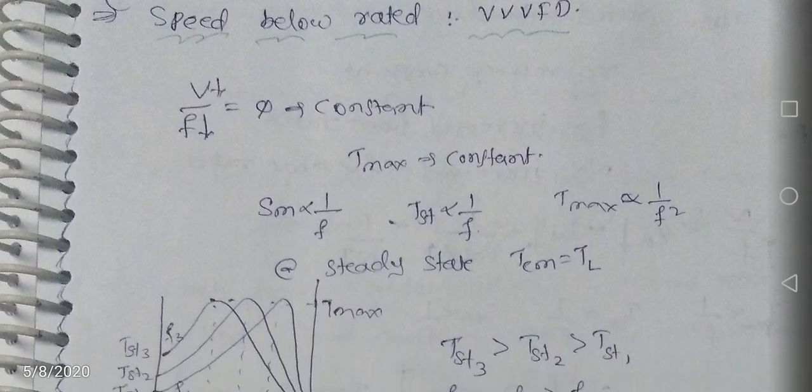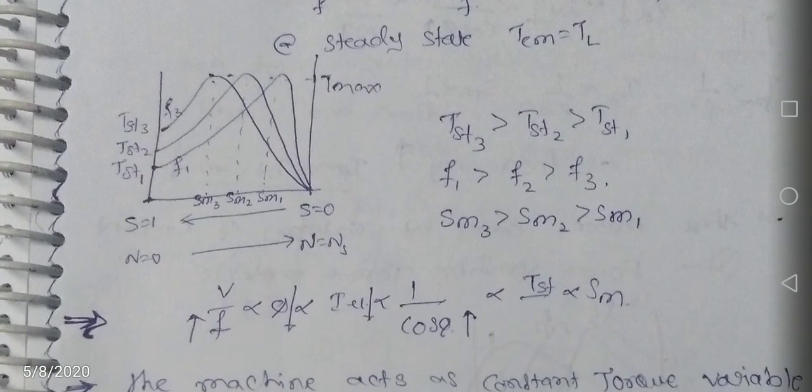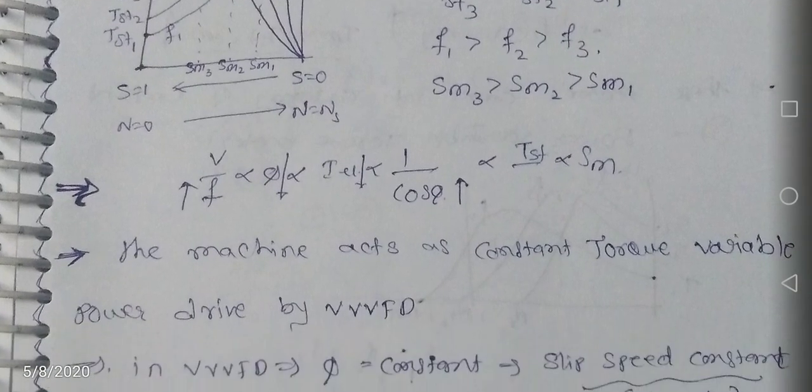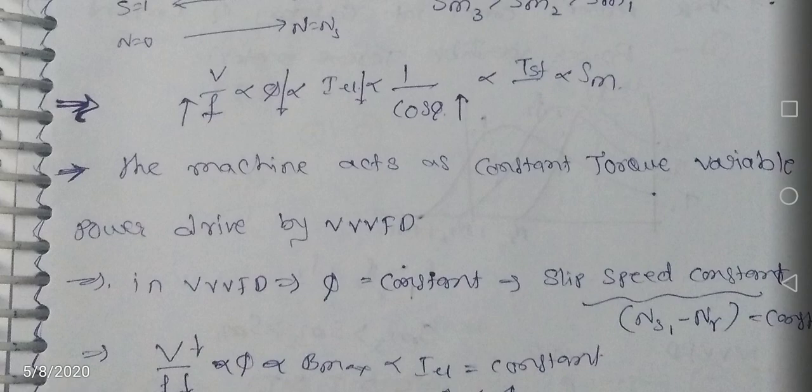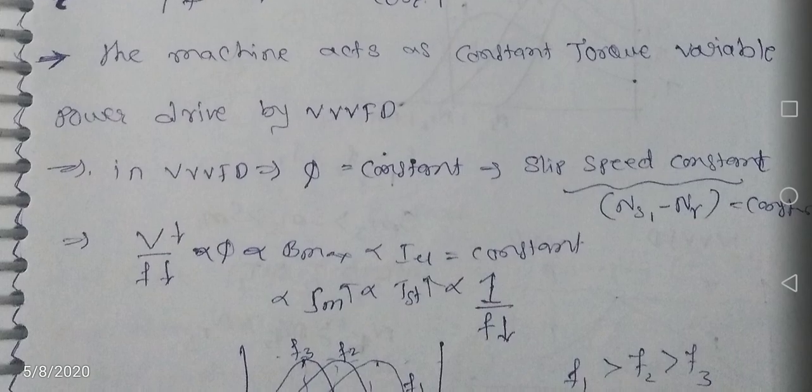Variable voltage, variable frequency drive. Voltage and frequency are reduced to maintain flux constant. The machine acts as a constant torque variable power drive by the VVVF method. In a variable voltage, variable frequency drive, slip speed is constant.